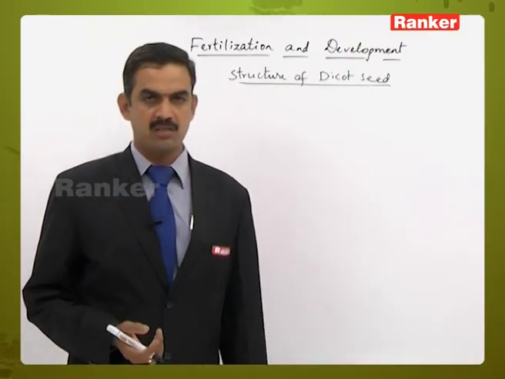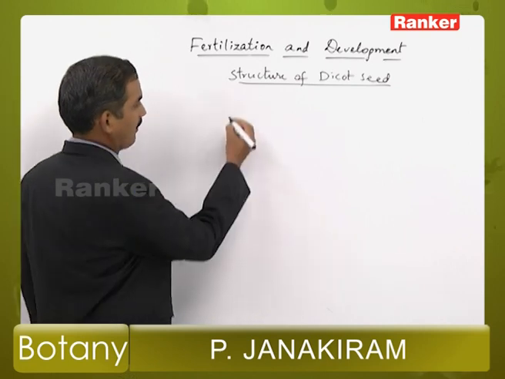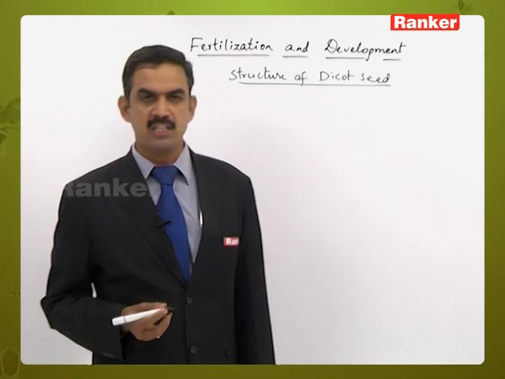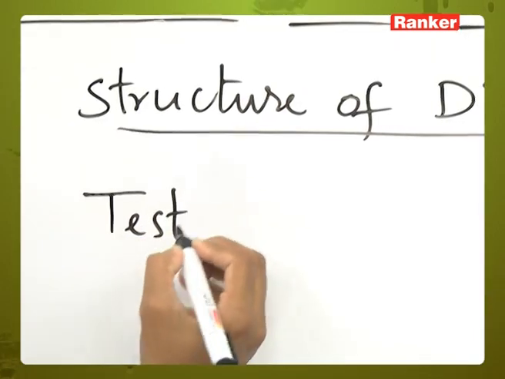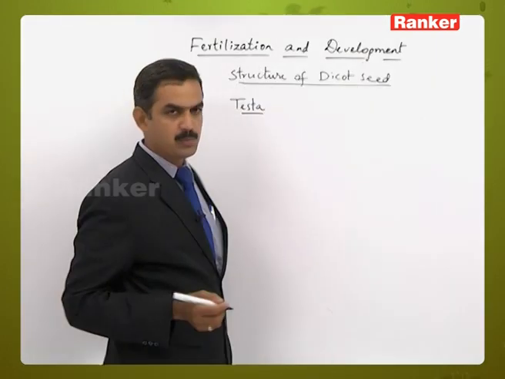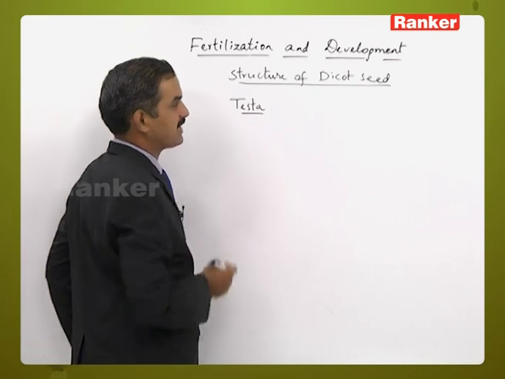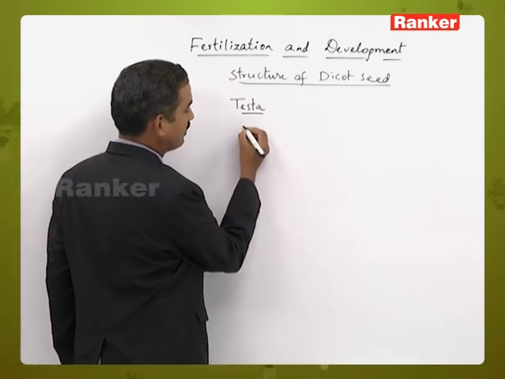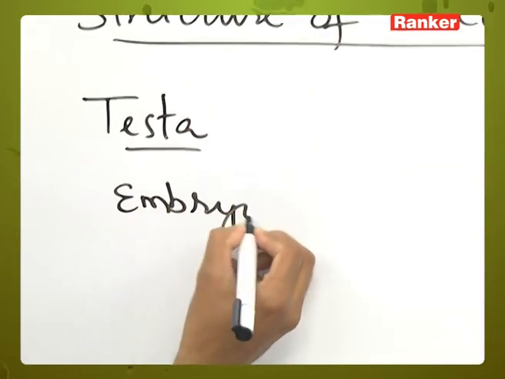Structure of dicot seed, or structure of dicotyledonous seed. Here the integuments of the ovule are converted into the seed coats. The seed coats present here are called the testa, and the inner one we call the tegmen. So here, the membranous structure which is protecting the seed is called the testa, and inside it the embryonal axis is present.